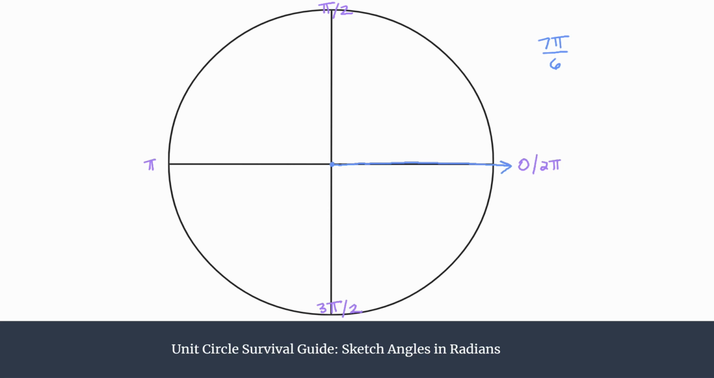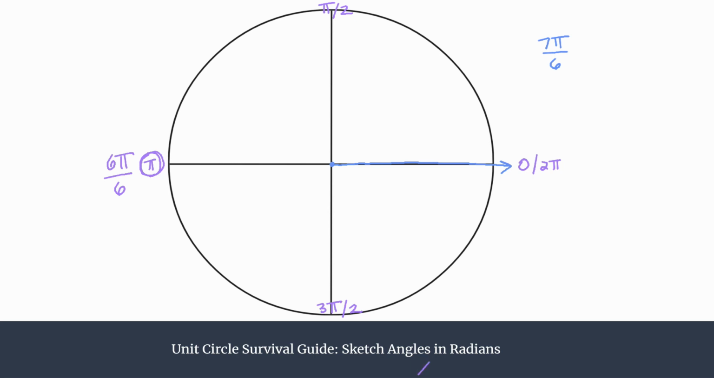Okay, so we know our angle is 7 pi over 6. Another helpful thing I like to do is rewrite pi in terms of the denominator for your given angle. So 6 pi over 6 is equivalent to pi. And that just helps you easily see that 7 pi over 6 should be a little bit more rotation than pi. Okay, so we should feel confident that this angle's terminal side falls in the third quadrant. And we can sketch it.